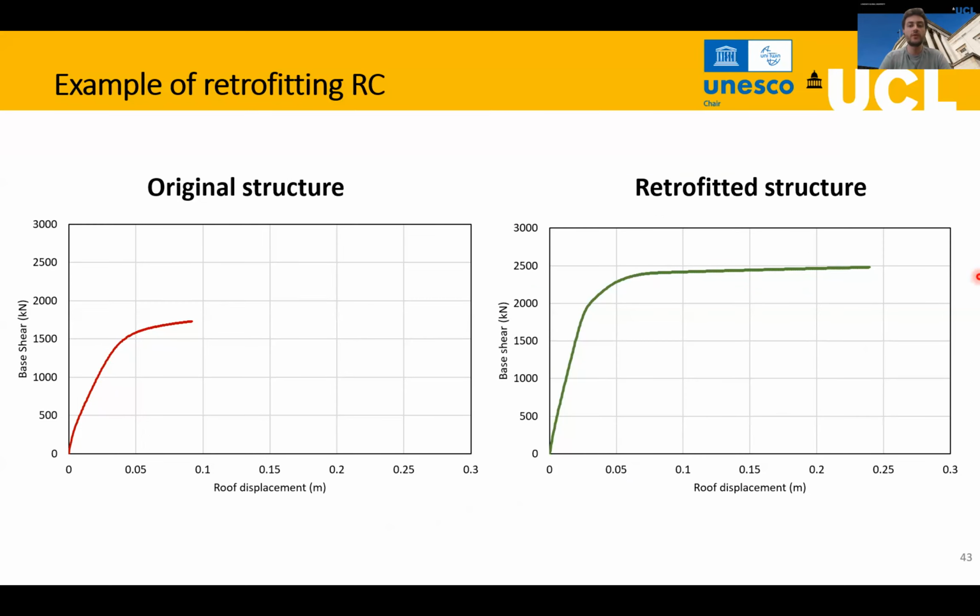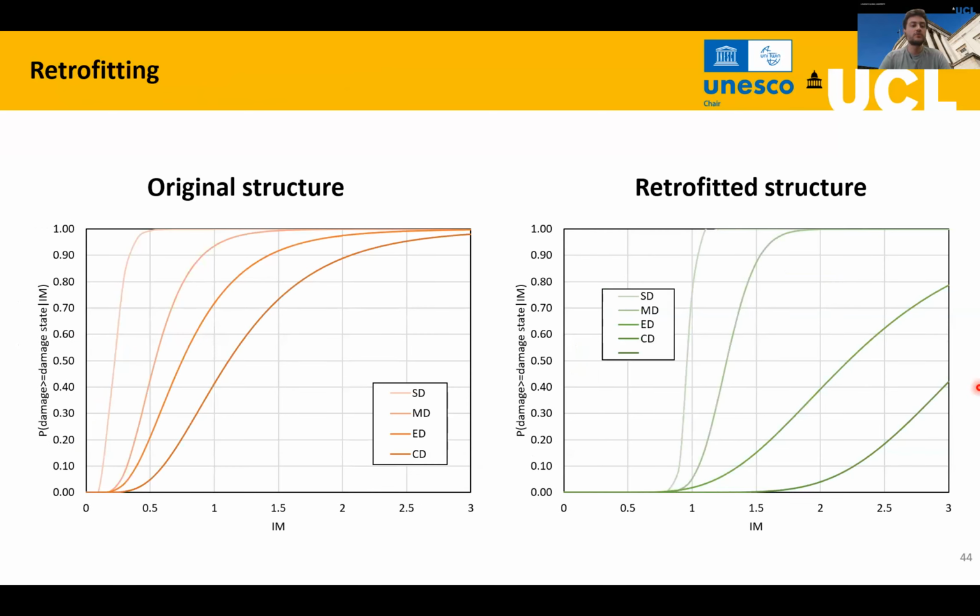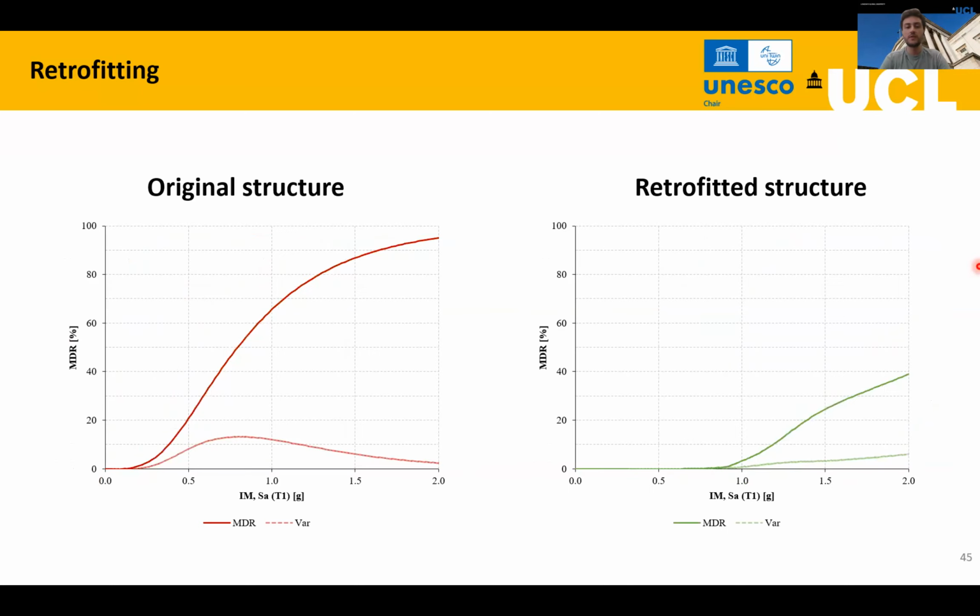You can see the pushover curve of the original and the retrofitted structure when the original has a relatively low strength and a very low ductility, while the retrofitted building will have much more strength and a lot more ductility. You can also see the fragility functions. You can see the original construction with very high fragility functions over here, but then the retrofitted one, you can move all those fragility functions for different damage states.